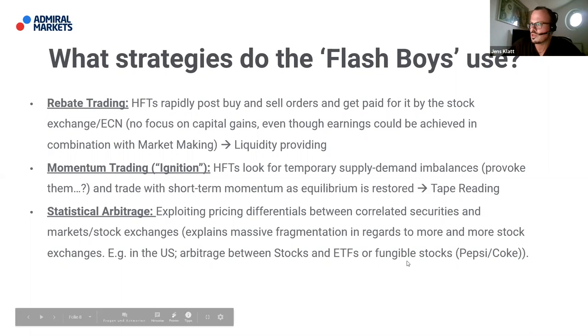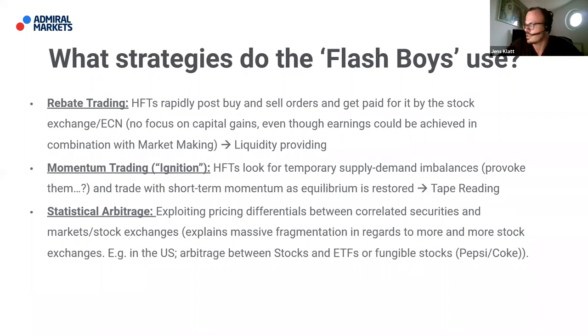The same is also true for so-called fungible stocks like Pepsi and Coke. If you see Coke trading at a discount to Pepsi, what you could do is say, okay, I buy Coke shares and then I sell Pepsi shares short, and that way I lock in a profit, since I expect both shares to trade back at or towards the so-called fair price or the equilibrium, in fact. And these techniques are used by HFTs.